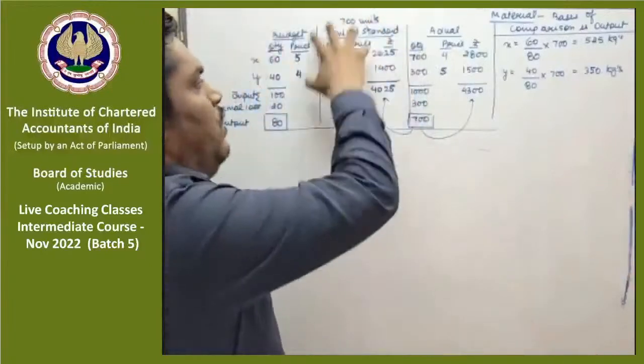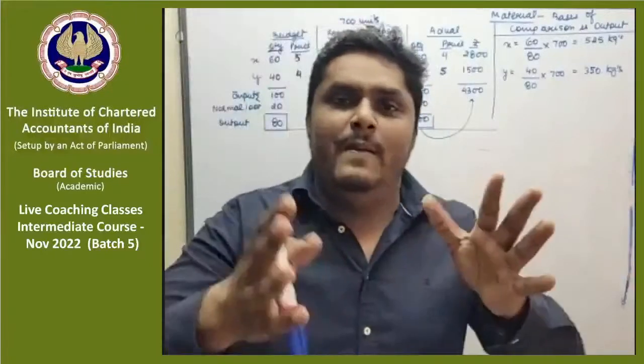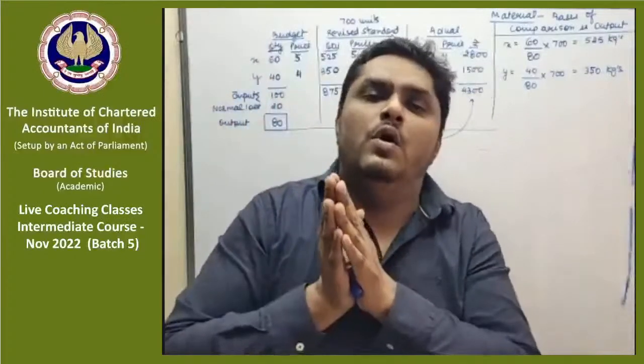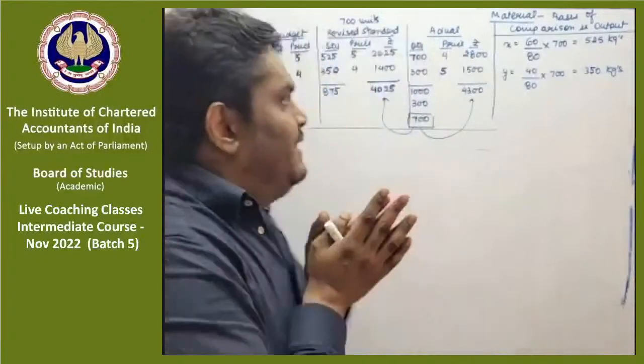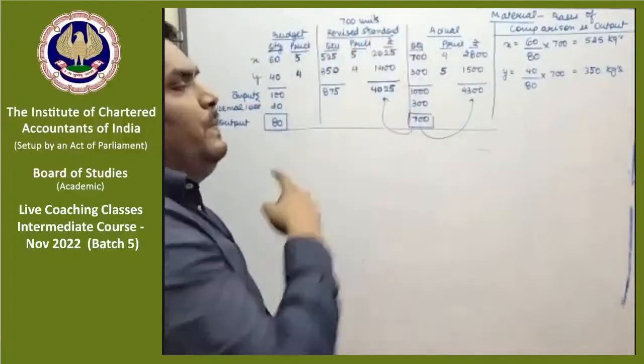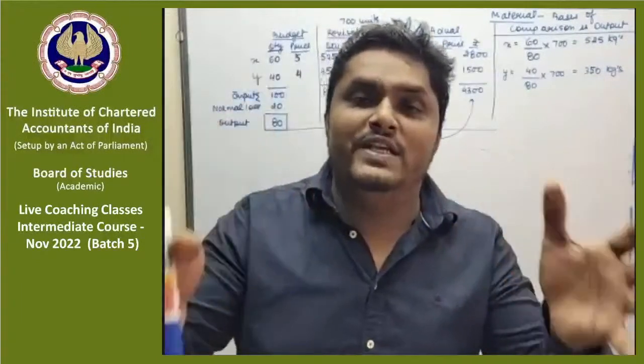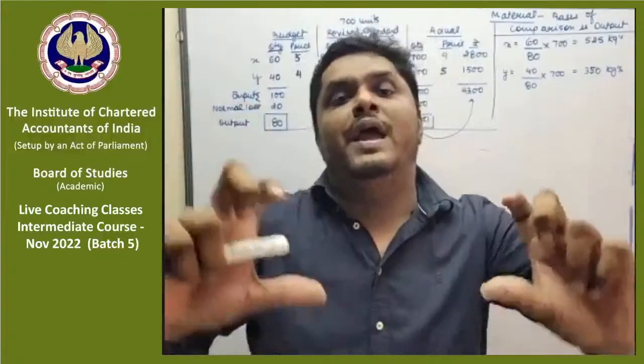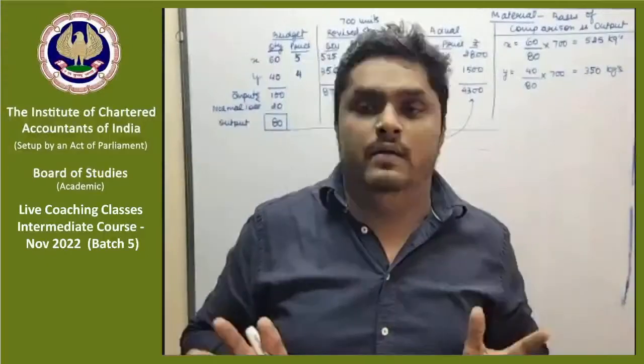That's why we have done all this exercise. Let's say budgeted data is also given for 80 units and actual data is also given for 80 units. Then in that case, no need to prepare revised standard. This revised budget or revised standard will be prepared only when the budgeted output and actual output are different.